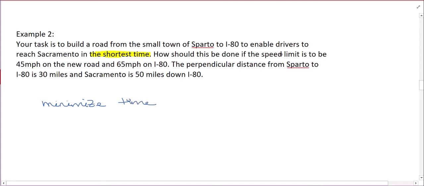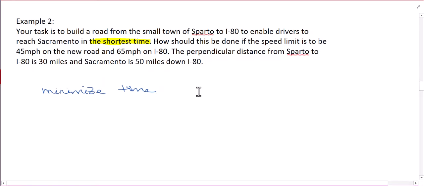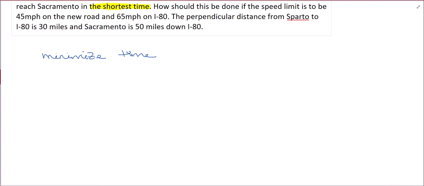How should this be done if the speed limit is to be 45 miles per hour on the new road, and so on? Okay, so we should probably draw a picture if we can. The fact that we have a perpendicular distance lets me know that we can probably draw a picture. So let's attempt to draw a picture. We have Sparto to I-80, a perpendicular distance of 30 miles, and then Sacramento is 50 miles down I-80.